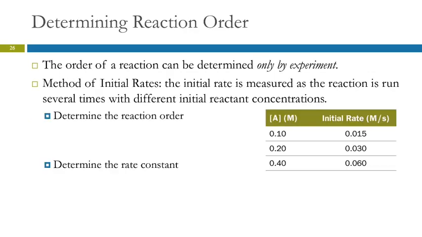How do we figure out what order the reaction is? This can only be figured out by experimentation. You can't predict what the order is by looking at the chemical reaction or anything like that. You actually have to measure the concentrations and the rates and determine it experimentally.